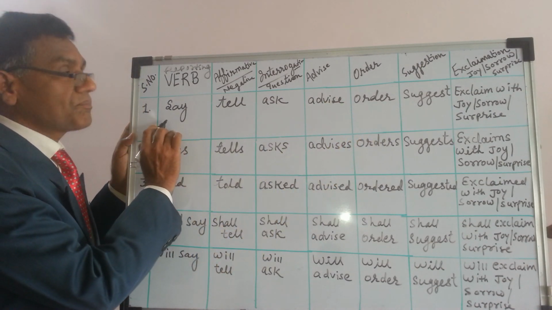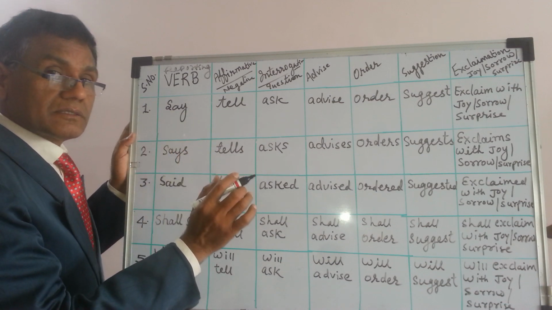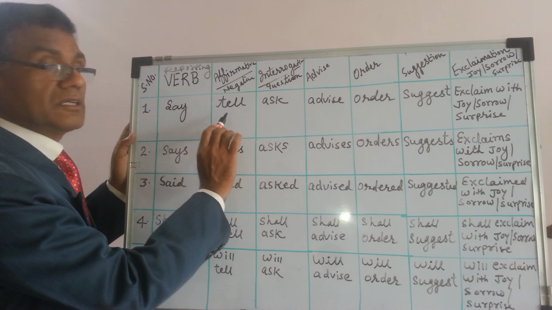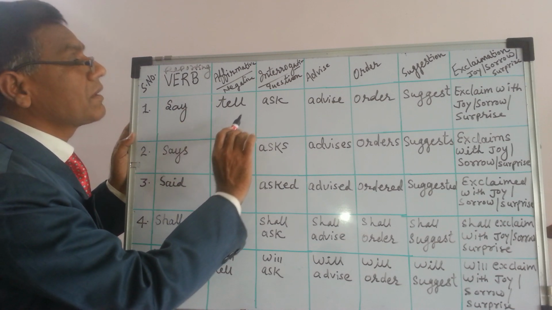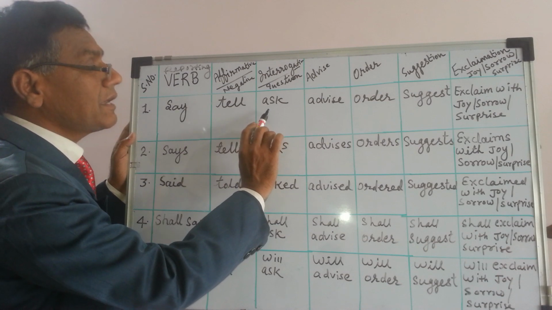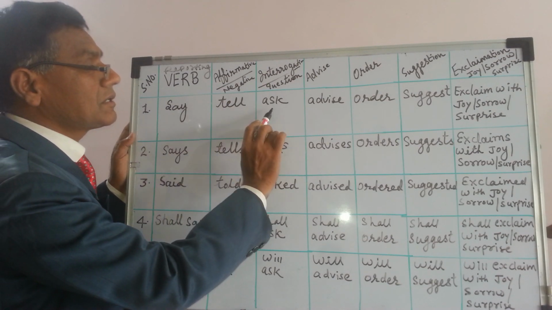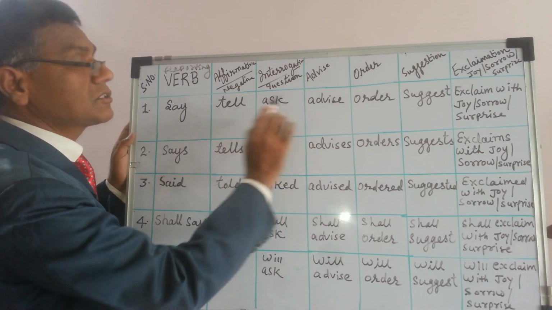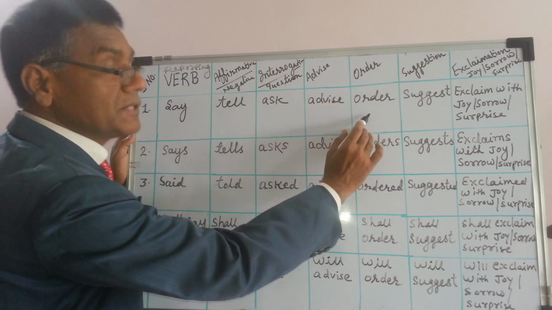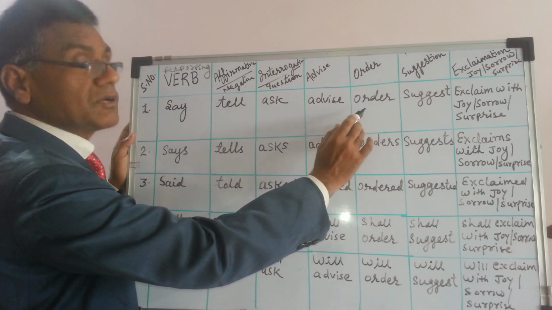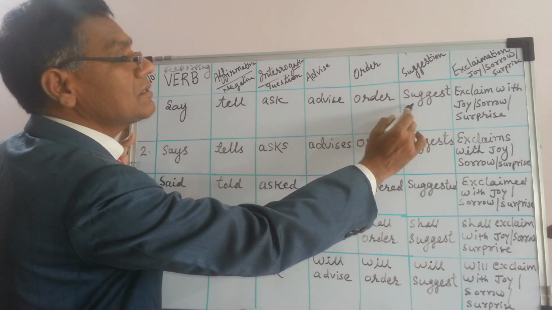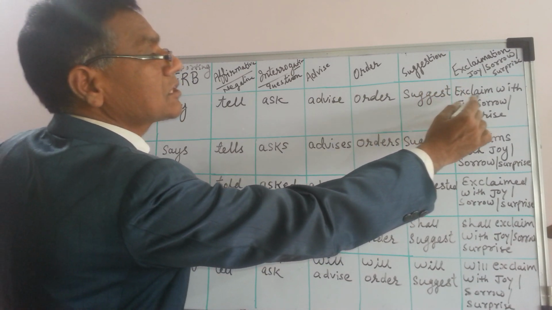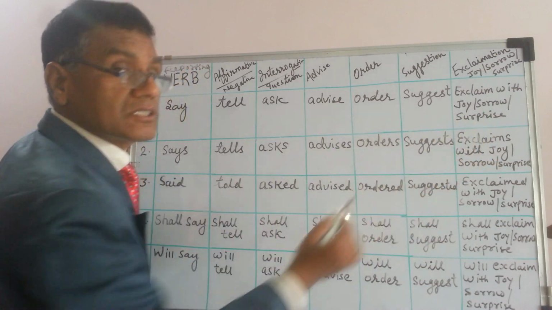Verb number 1 is say. If the sentence inside the reported speech is affirmative or negative, then say is converted into tell. If a question is there, then this reporting verb is converted into ask. And if advice is there, then say is converted into advise. And if there is an order, then say is converted into order. Suggestion is converted into suggest. And if exclamation is there, then exclaim with joy, sorrow or surprise.